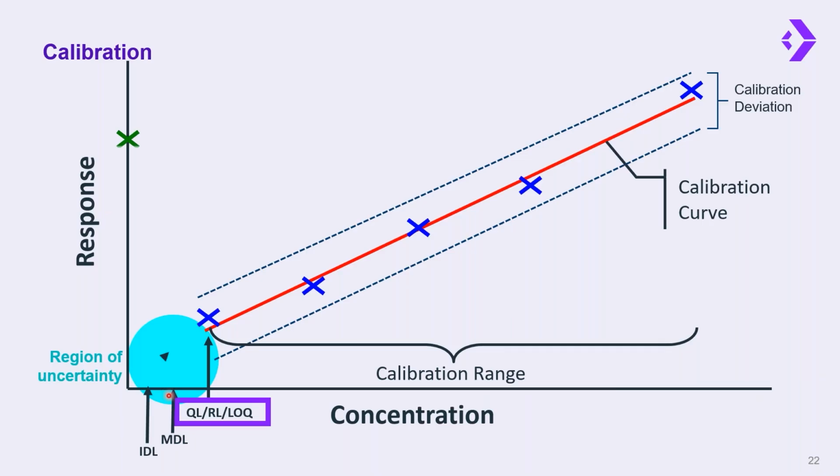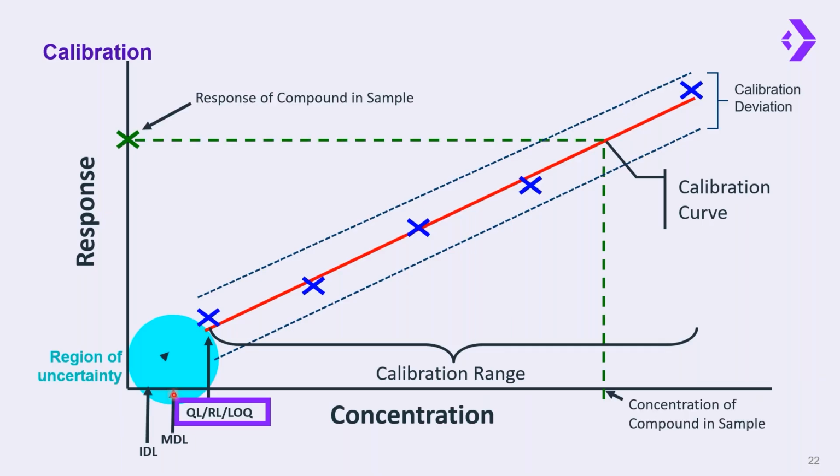So when the lab runs a sample, the concentration of that specific PFAS is determined based on the response. If the response ends up above the calibration range, the lab has to dilute the sample. But again, that lowest concentration in the curve is used to establish the reporting limit or limit of quantitation.